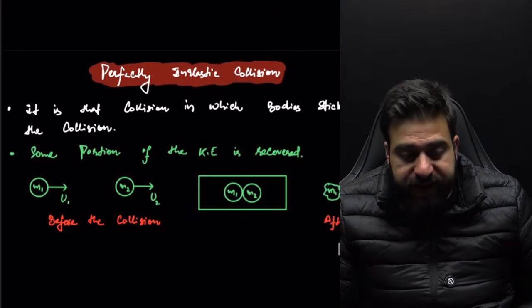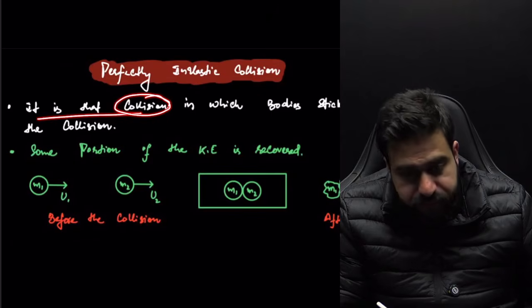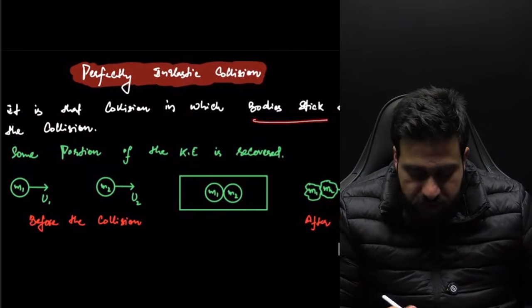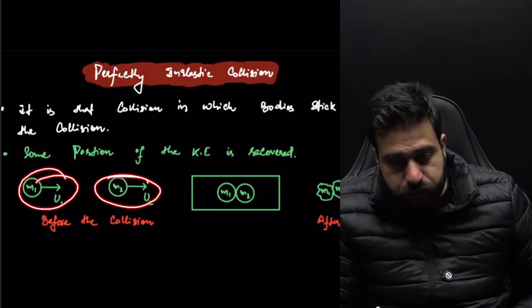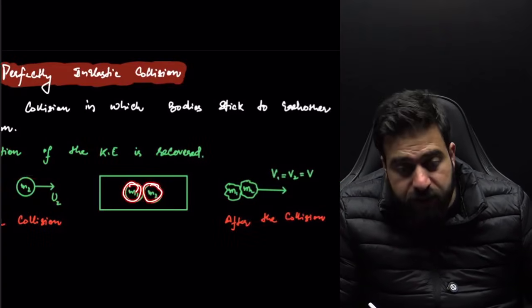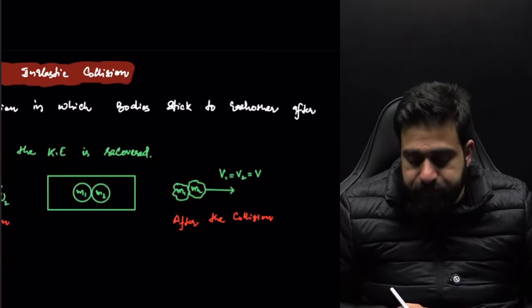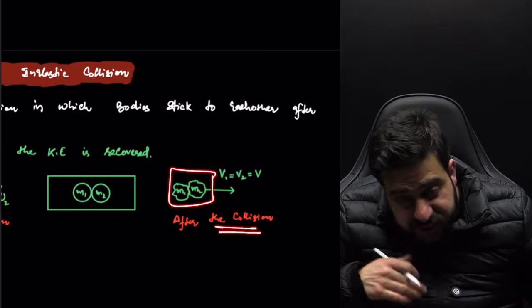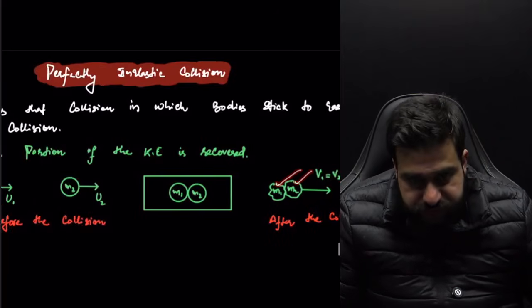Let's talk about perfectly inelastic collision. What type of collision is this? It is that collision in which bodies stick to each other after the collision. Like one object, this is m1 and this is m2. When collision takes place, after the collision, they stick to each other and start moving collectively. So whatever is the speed of first, same will be the speed of second, and let's call that v.